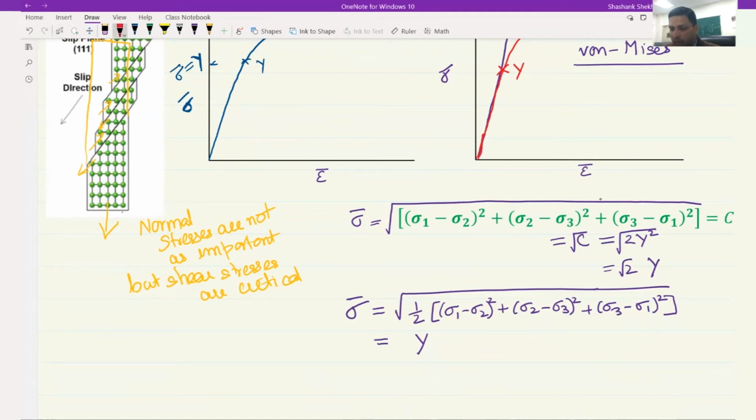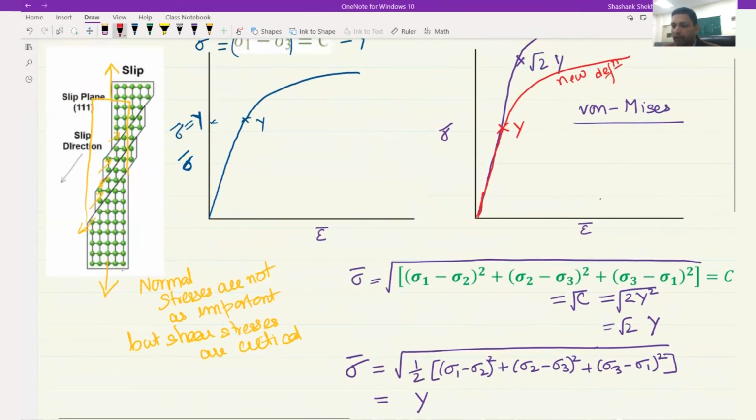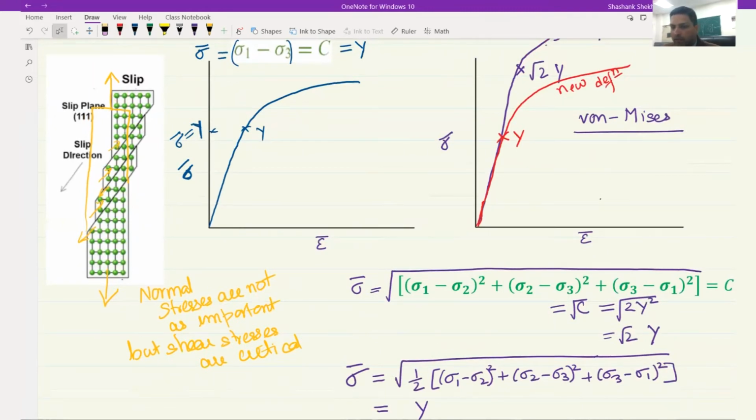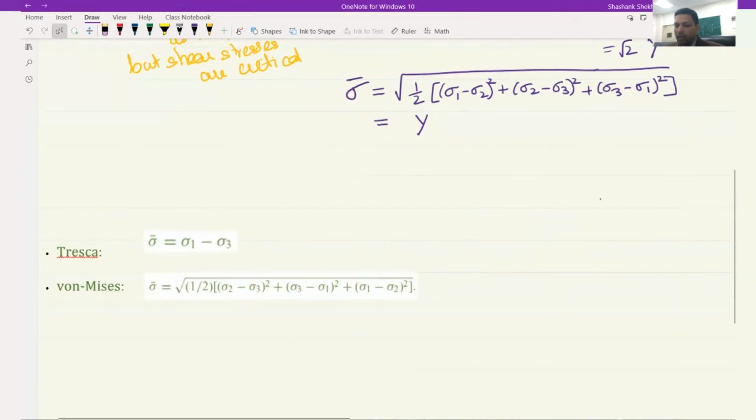The reason for putting this factor 1/2 is only this, that you can have a good correlation with the uniaxial stress strain condition. So this effective stress strain curve would be similar to the true stress strain curve. But we have only talked about the stress part so far. Now that is the equation. So what is meaningful is to define Tresca effective stress as sigma bar equal to sigma 1 minus sigma 3, and von Mises effective stress as the 1/2 factor and the whole term that we had earlier. Okay, so that is the effective stress.